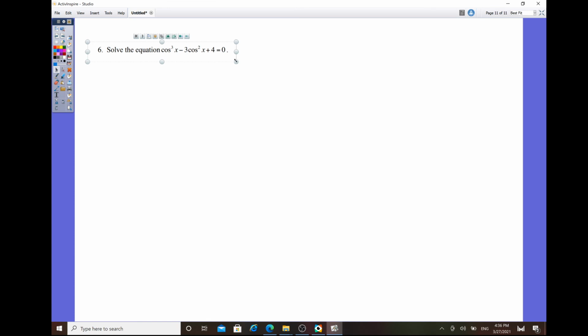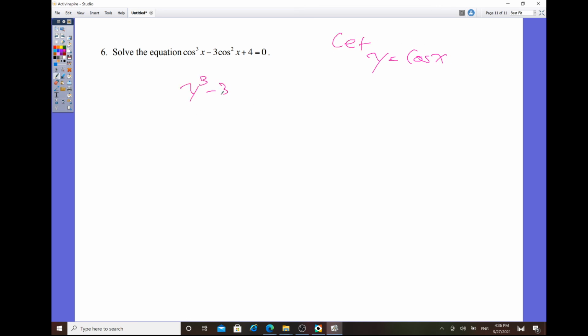Again, this one can always be written as y to the power of 3. So you can say that y equals cosine of x. Okay, let y equals cosine of x. So it's y cubed minus 3y squared plus 4. And then the way to find the zeros, again, if that's non-factorable, we need to apply the rational zero theorem.